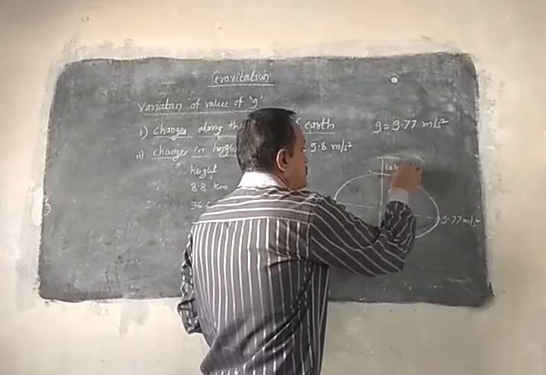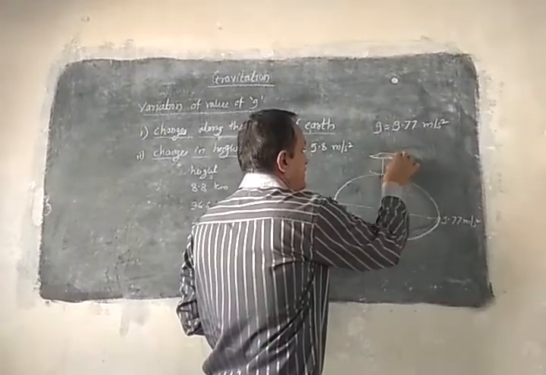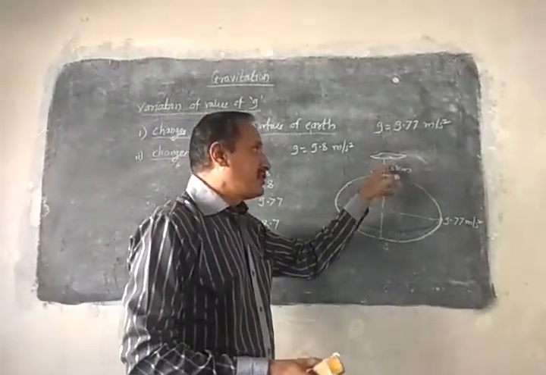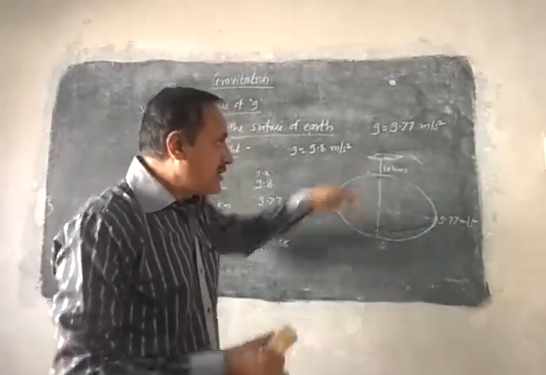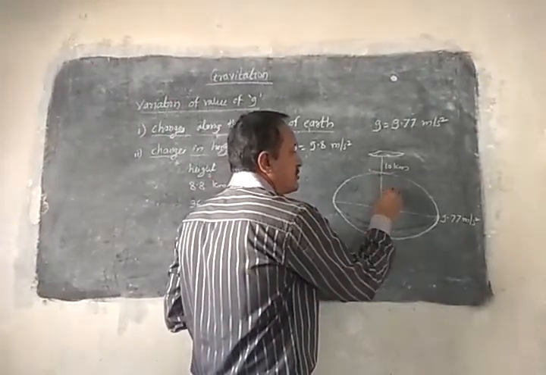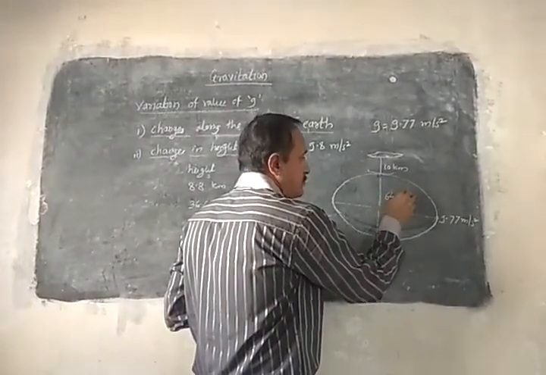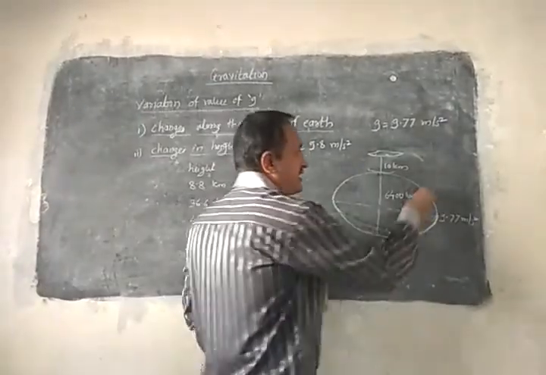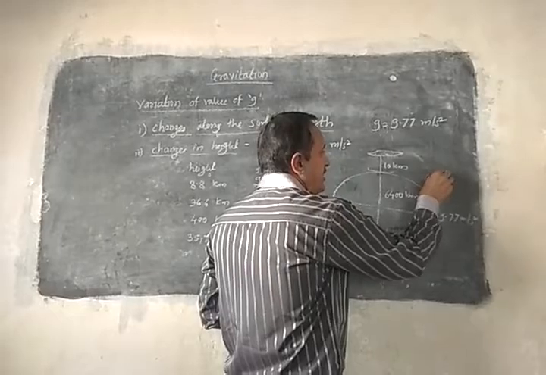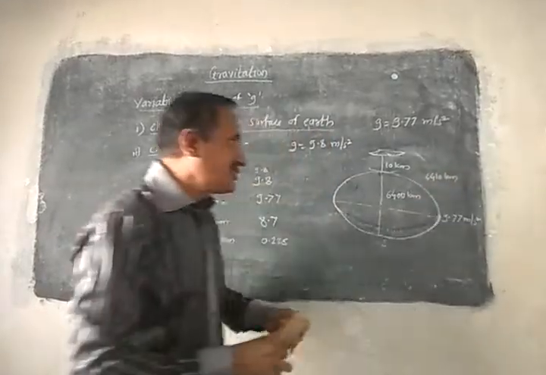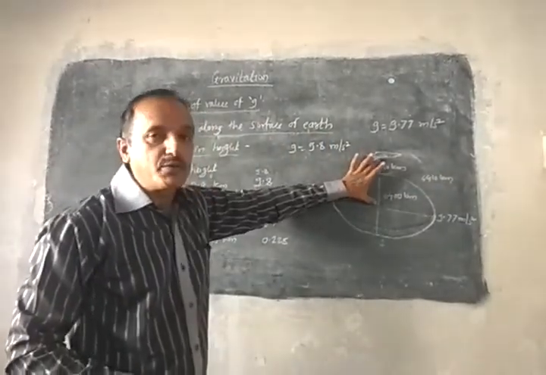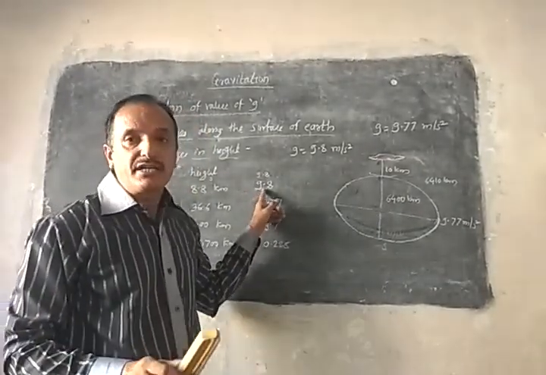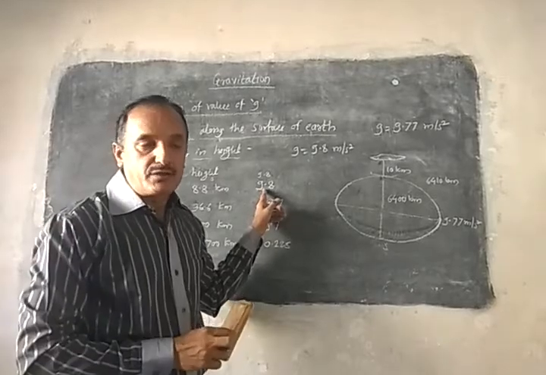suppose there is an aeroplane which is moving at 10 kilometer. We know the radius of the Earth is 6400 kilometer, so the distance from the center will be 6410 kilometer. Even then the value of g remains the same, near about 9.8 meter per second square.